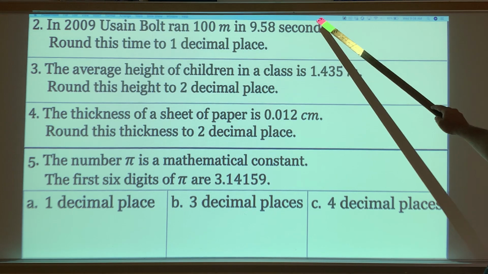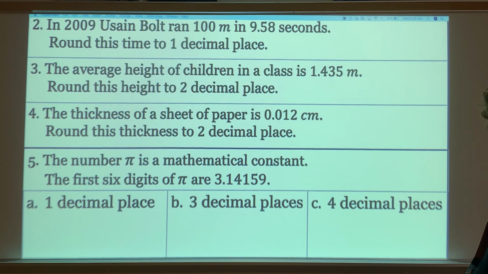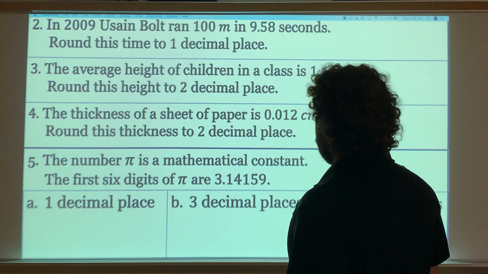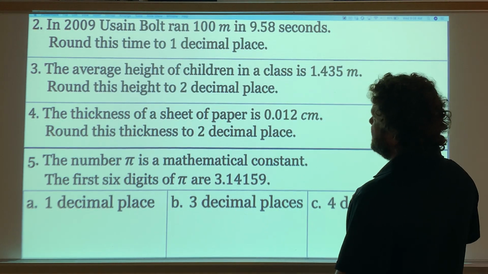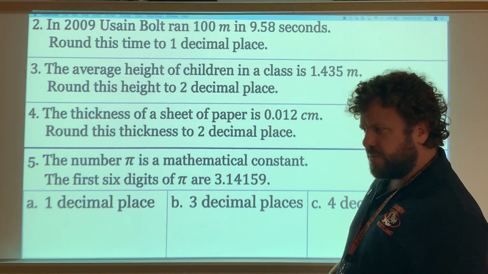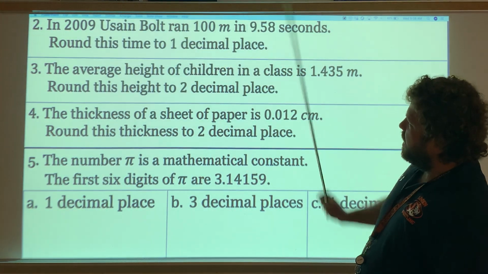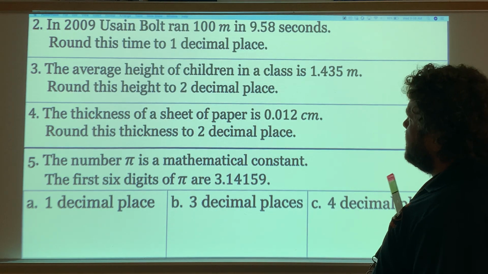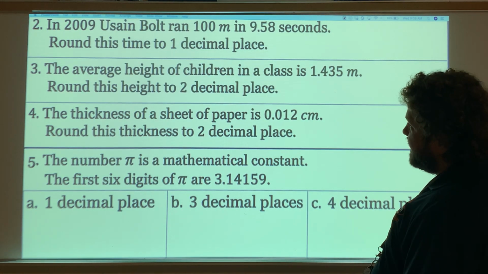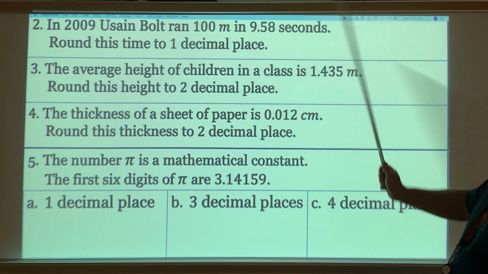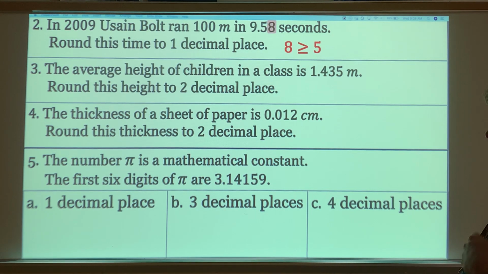You guys remember who Usain Bolt was? I think he almost beat a cheetah. He ran the 100-meter dash in 9.58 seconds. He used to run and beat people by so much he would pull up like 10 meters short and still set world records. So Usain Bolt ran 100 meters in 9.58 seconds. Round this time to 1 decimal place. So 1 decimal place would be 5. So we're using the 8 to round. 8 is greater than or equal to 5, right?